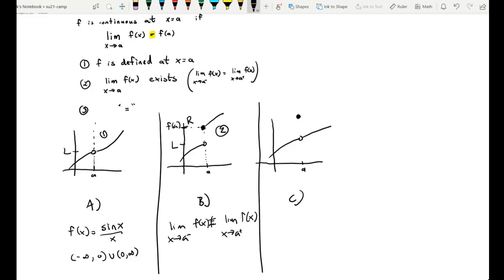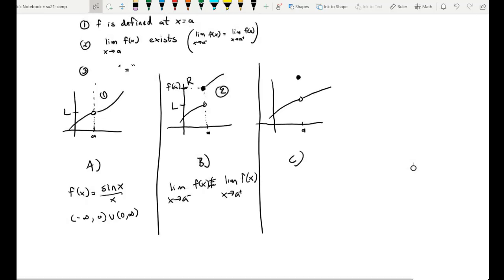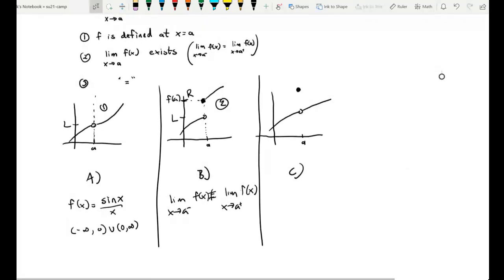All right. Have we looked at a function that has this characteristic? I have to be careful. Never mind. So what about the third graph, the graph of C?